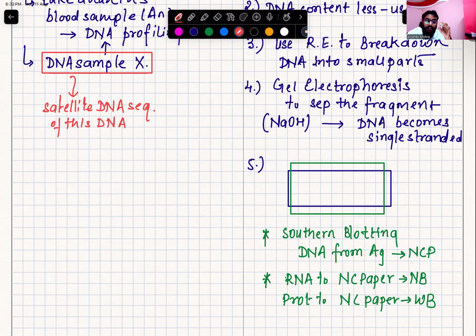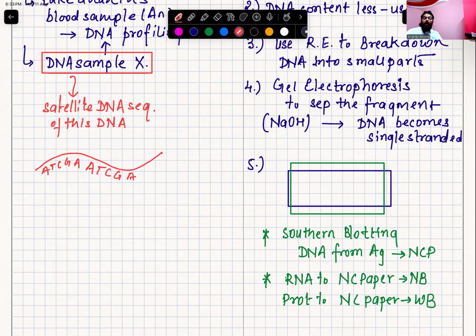Whatever is the repeating unit, we just have to figure that out. Let's say in the satellite DNA, for this particular case, it was ATCGA. This is the repeating unit. Is that clear?